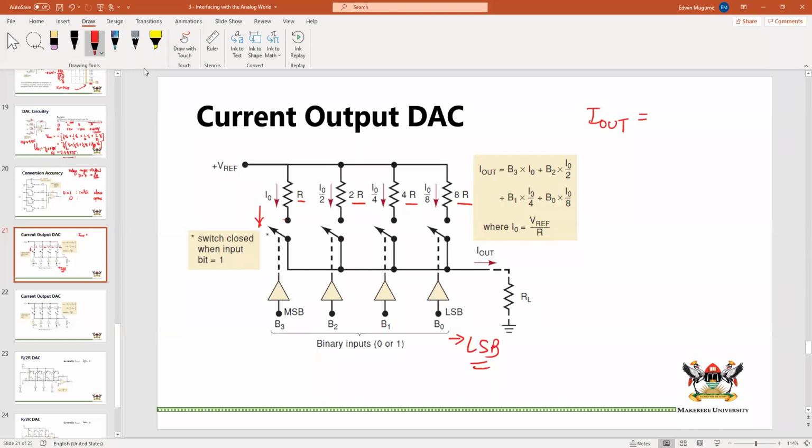So we have I naught times B3. If B3 is 0, that will go. If B3 is 1, that will stay. As you can see, I naught is on its own, similar to when we had VD on its own with no fraction.